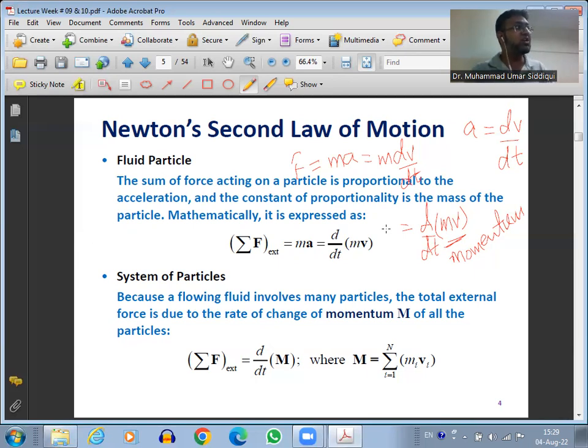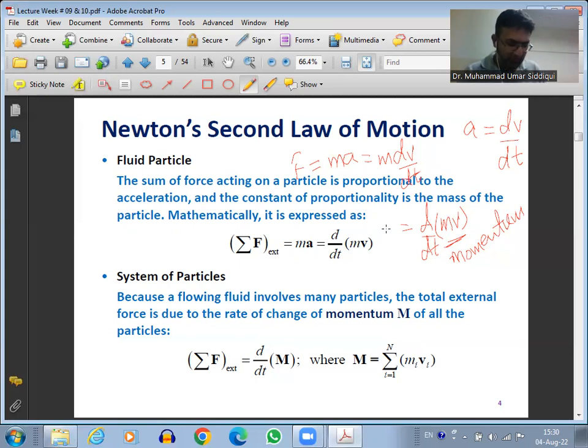And how much will be the change in momentum? That depends upon how much force is applied. So if you want to know what the forces involved are, we can check how much is the change in the momentum. Or the other way around, if we apply certain forces, we can estimate what will be the change in the momentum.